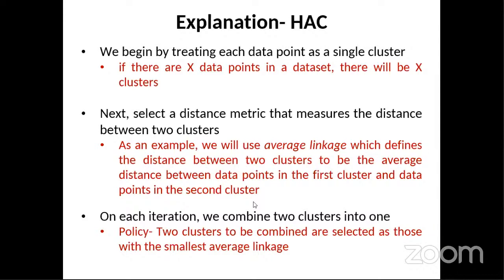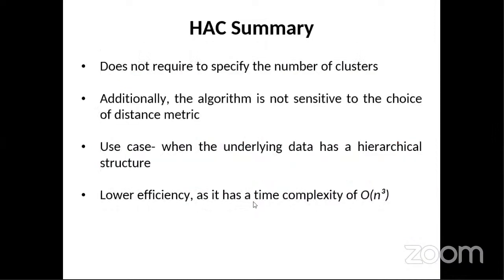You will select a distance measurement, and at every iteration you will combine two clusters into one cluster. The policy is that the two clusters which are combined are selected as those with the smallest average linkage. So if there is some average linkage which is small, you can always combine these two clusters, and this can be used as the average linkage policy between any two given nodes.